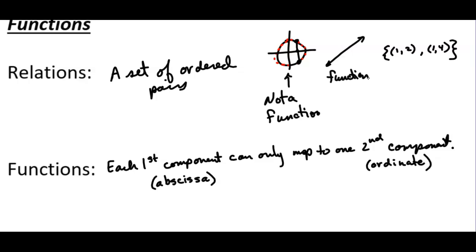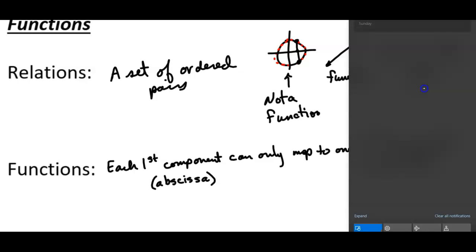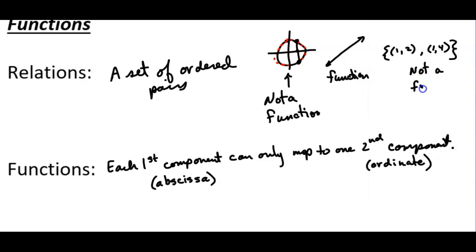Our last example of a relation, what do you think? Is it a function or not a function? Well, it's not a function because you've only got 2 points, but they both have an x value of 1. The first component's 1, and it's mapping to 2 different second components, or 2 different ordinates. So this is not a function. Oh, dear. Sometimes things like that happen. Okay, so that was just a little bit about relations and functions.